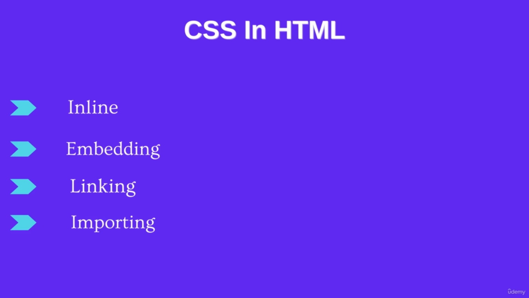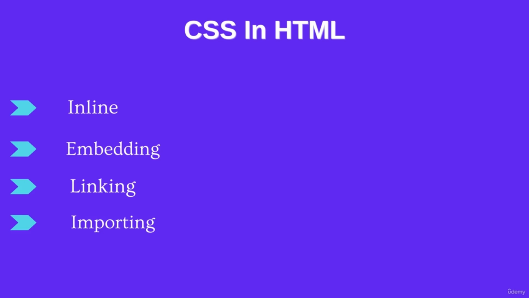Embedding is something where you will write the CSS code inside the header section of the HTML document inside the style tag. There we will write all the style rules and those will be applicable for the current HTML page only. After that, in the body, whichever HTML tag you are putting, either you can use the name selector, ID selector, class selector, universal selector, whatever, but that will be applicable for the current page only.